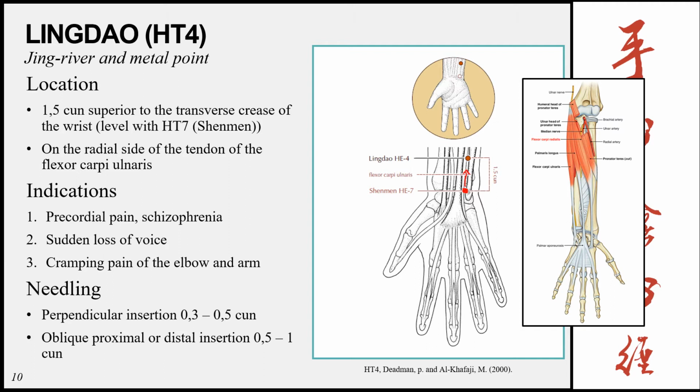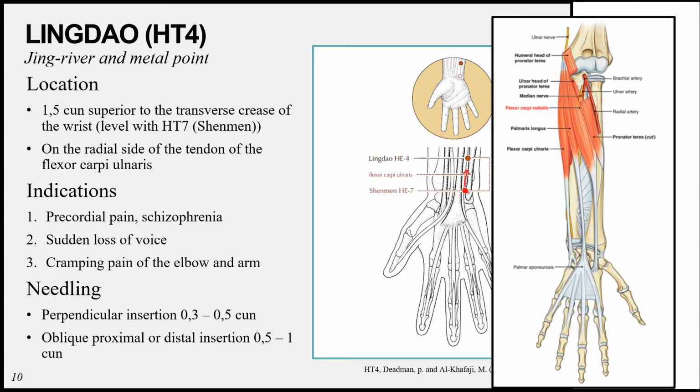And how you would determine 1.5 tsun is if we look at this image here on the right. So remember that the distance from the wrist crease to the cubital crease was 12 tsun. So what we'll do is we can divide this distance in half, which would give us 6 tsun, in half again, 3 tsun, and in half one more time, and that's 1.5 tsun. And that's where this point is located.